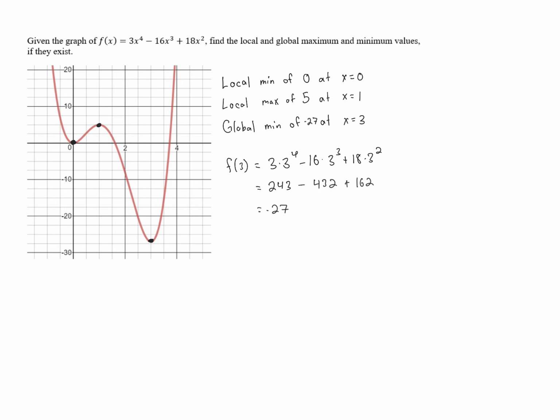If we look for a global maximum, it doesn't exist because the function seems to be increasing in both directions. In fact, we know it is because the end behavior is that of 3x to the fourth, which goes upwards in both directions. So we can also say there is no global maximum or no absolute maximum value.